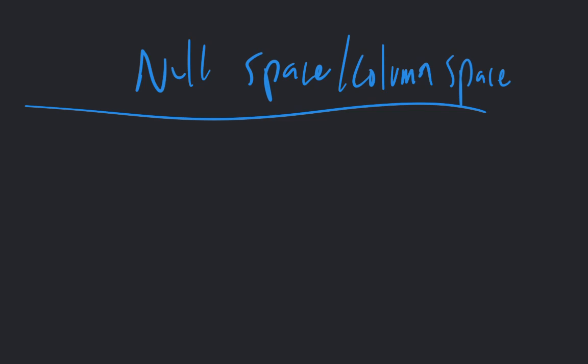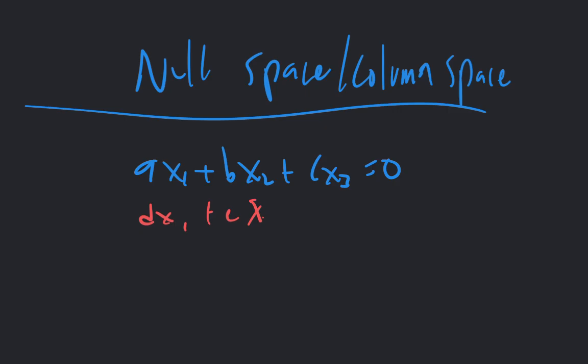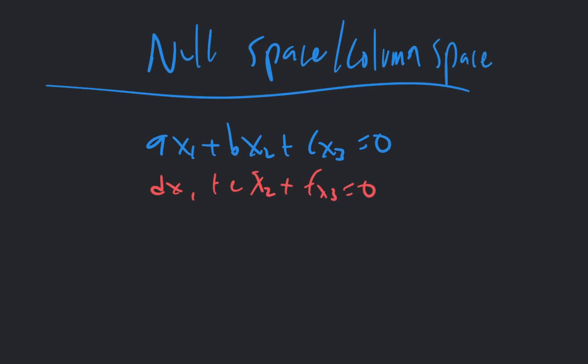The null space is a set of all solutions of homogeneous equations, i.e. ax1 plus bx2 plus cx3, and then not x4. Like this, and then you can put that into a matrix. A, B, C, D, E, F.